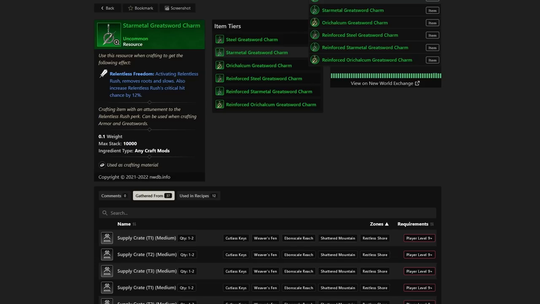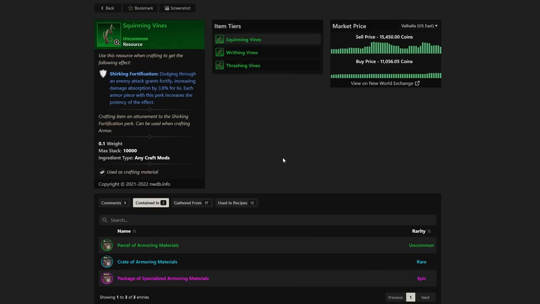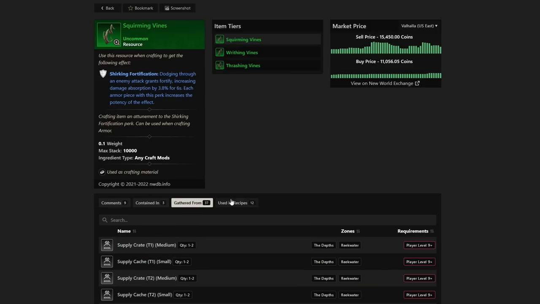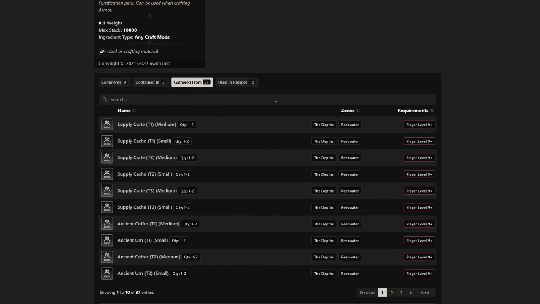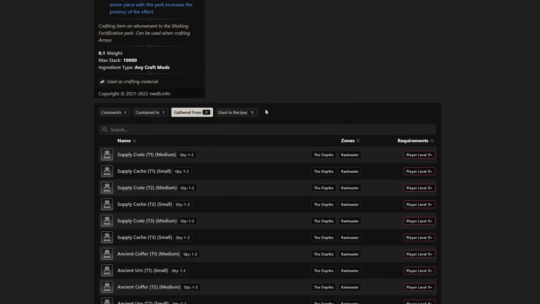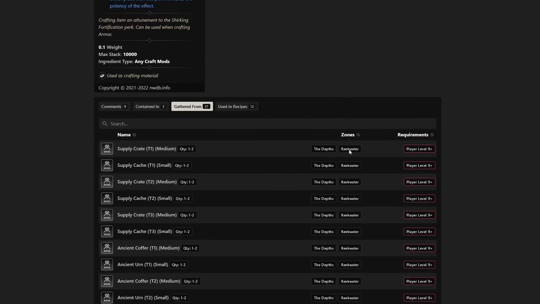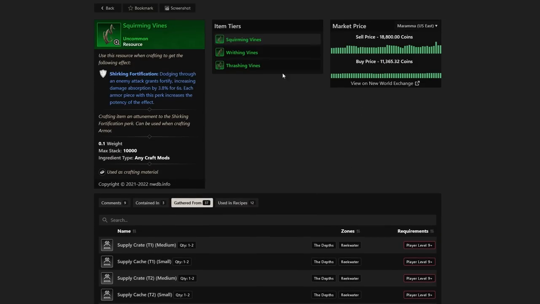So let's jump back to Shirking Fortification, because that was the big one. Or actually, I think Freedom might have even been bigger, which is kind of crazy as well. So Squirming Vines, we had at 15K to 25K, I believe. And if we take a look at where it's gathered from, again, this one's going to be a little bit different. You can get this one from the Depths and Reekwater. So this makes me want to try the Depths, to be honest, because if this one's gatherable from the Depths, every Depths run, you could actually make tons of money. So just keep this in mind, guys. Tons of money to be made from the Depths and Reekwater if the Squirming Vines is something that comes through them.